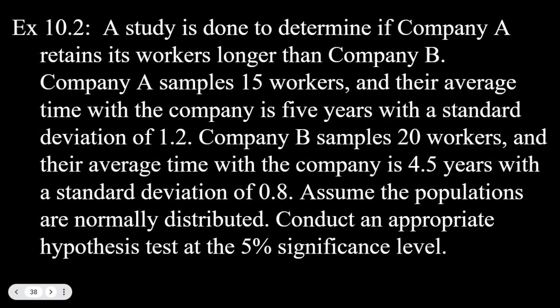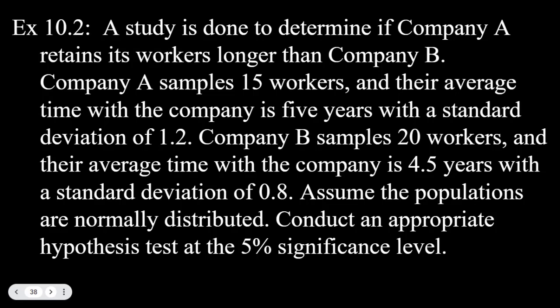So for example 10.2, a study is done to determine if Company A retains its workers longer than Company B. Company A samples 15 workers, and their average time with the company is 5 years, with a standard deviation of 1.2 years. Company B samples 20 workers, and their average time with the company is 4.5 years, with a standard deviation of 0.8 years. Assume the populations are normally distributed.